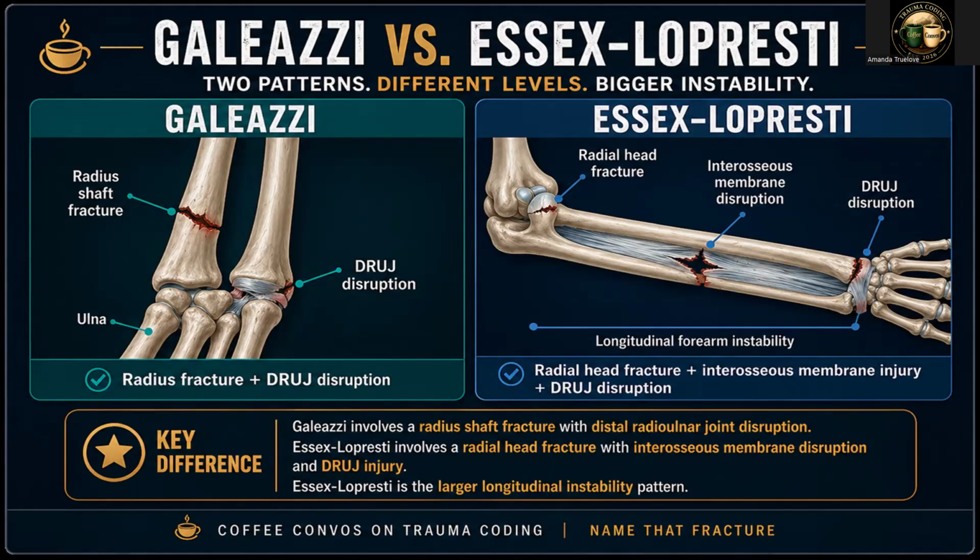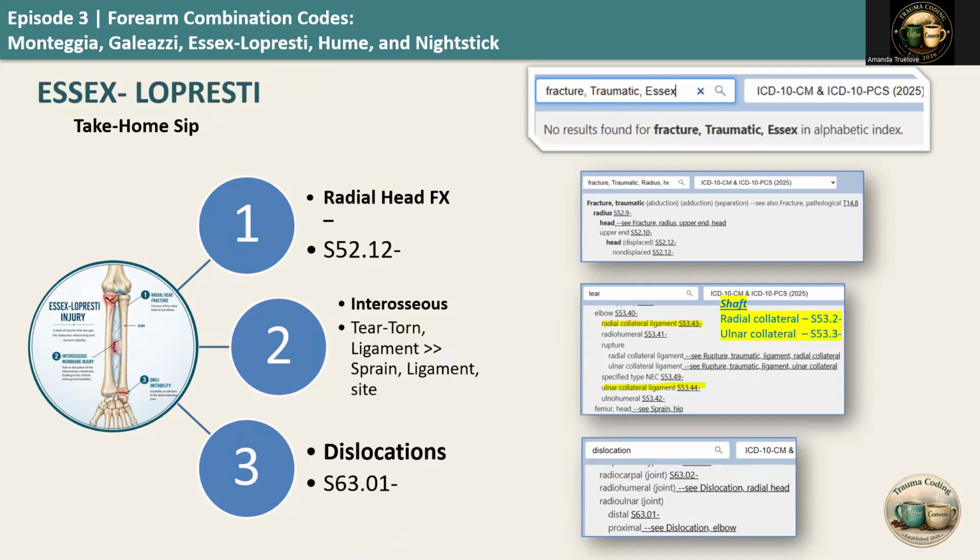And you have an additional or a third injury, that interosseous membrane disruption for the Essex-Lopresti. So it is a larger longitudinal instability pattern, as you can see illustrated here, than what we have with just that Galeazzi. So just try to pay attention to that and be sure that you're capturing all of those components that are injured.